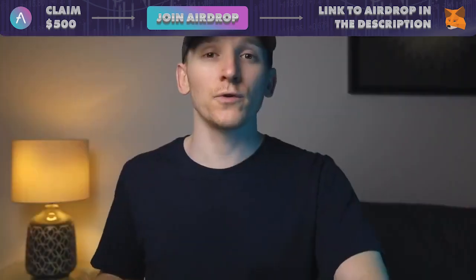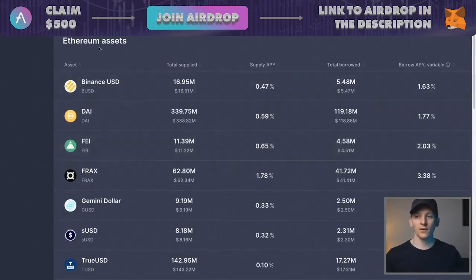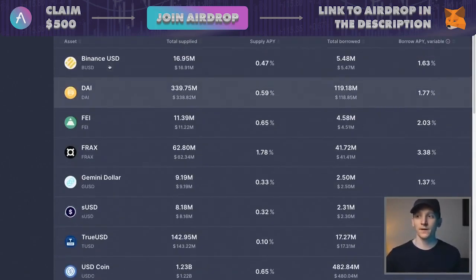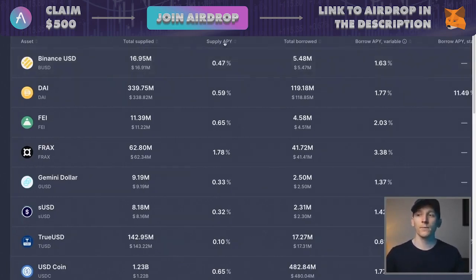On AAVE, they will show you the APYs for every single asset on there. So that is the yearly interest rate. So if you go to markets and then down to whichever market that you want to use, these are all the assets that are on Ethereum, and each of these will pay a different interest rate dependent on supply and demand. You can see the total supplied is around $17 million worth of Binance US dollar. So this is a stable coin. If you supply, you will be getting 0.47% as an interest rate. Really, really low, not very competitive, but there are way more assets on here.